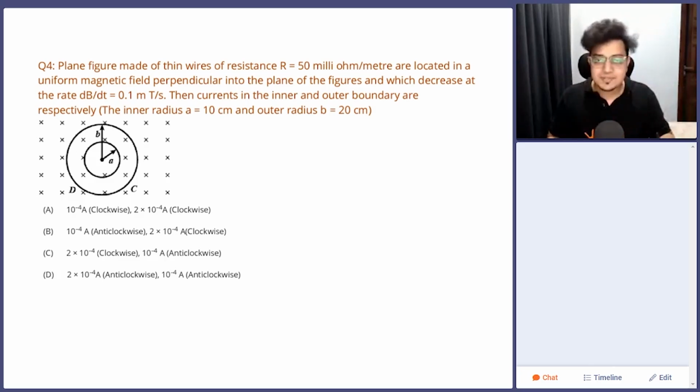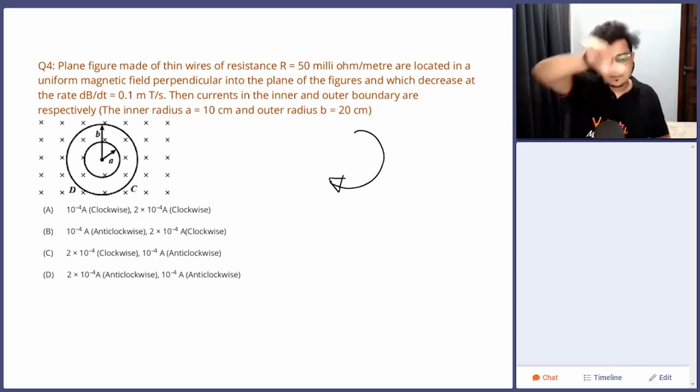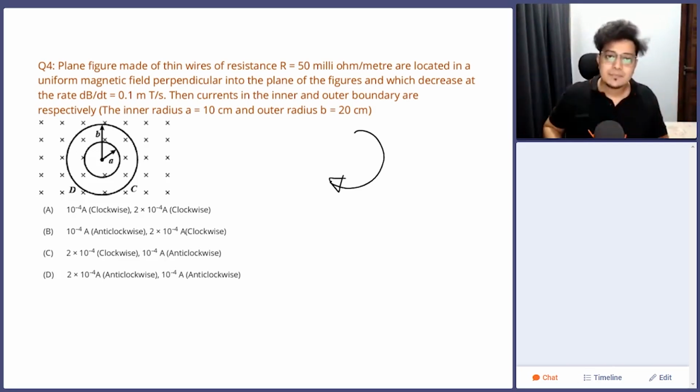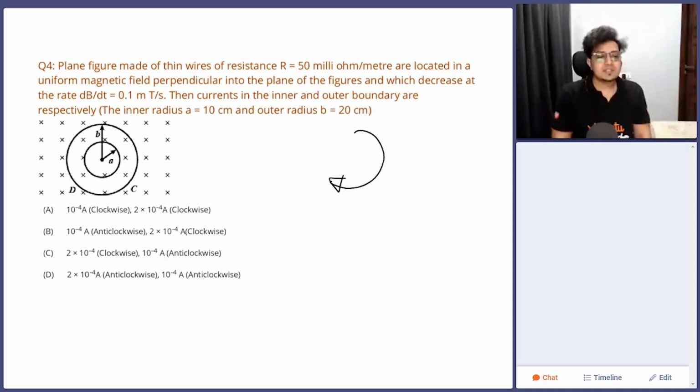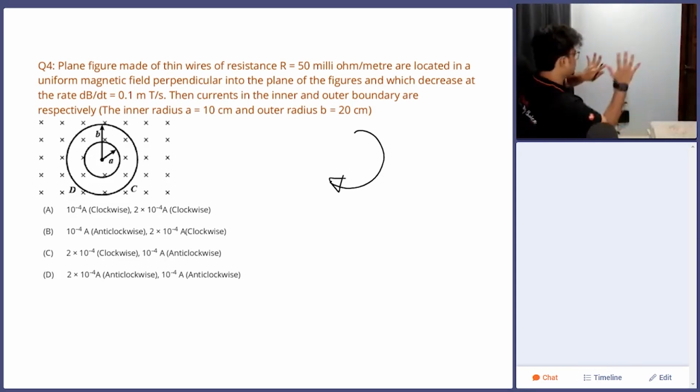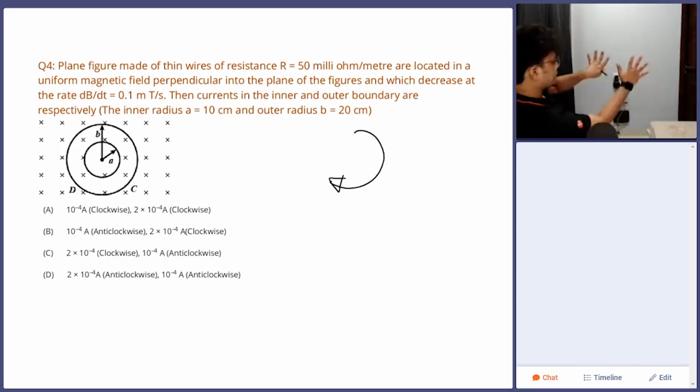So the existing magnetic field is cross, that means going into the screen. So if the current travels, I have to use the right hand rule here. If current travels in this direction, clockwise, then the thumb goes into the screen. If I do it from your perspective, as I was discussing, the magnetic field is into the screen, I'm doing it from your POV. Magnetic field is going into the screen.